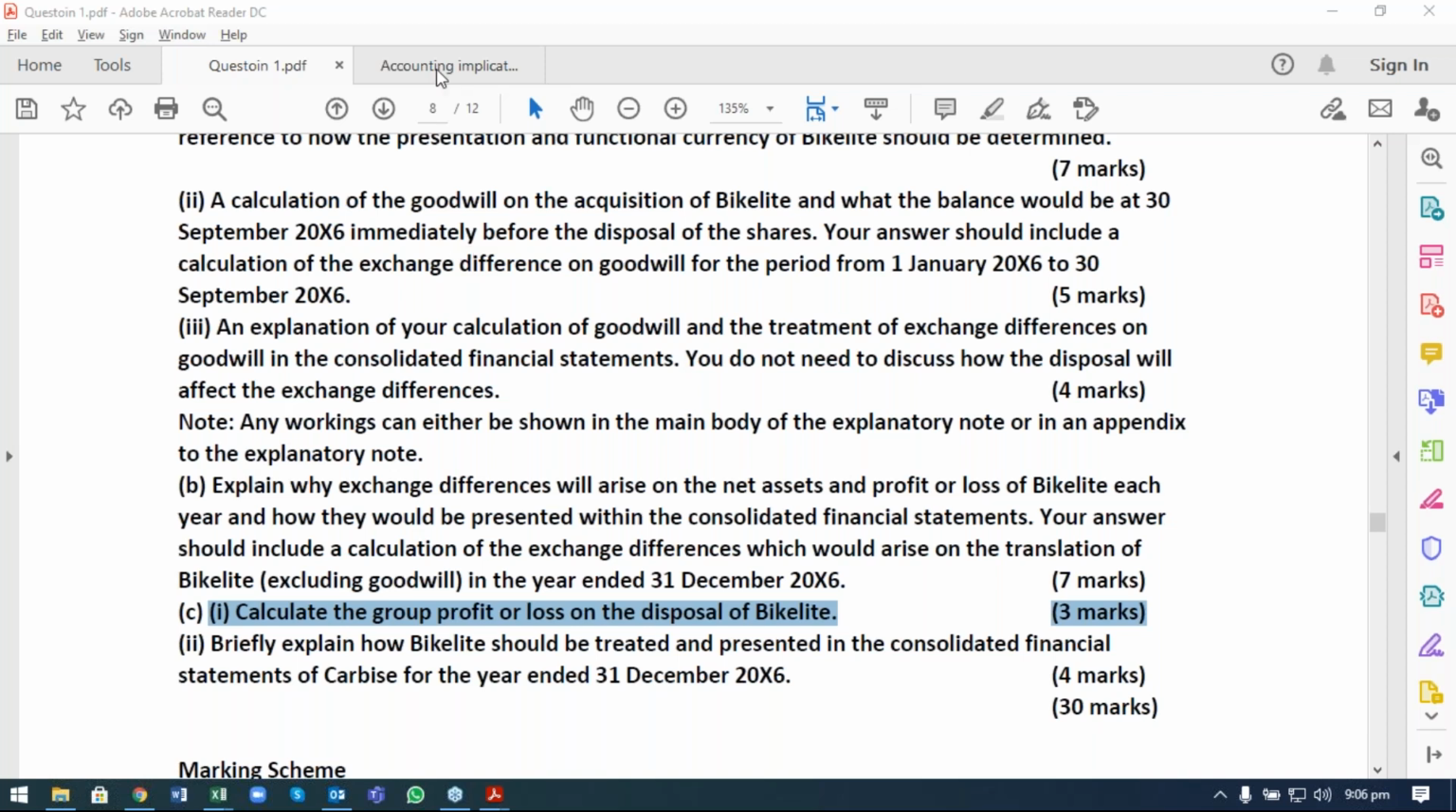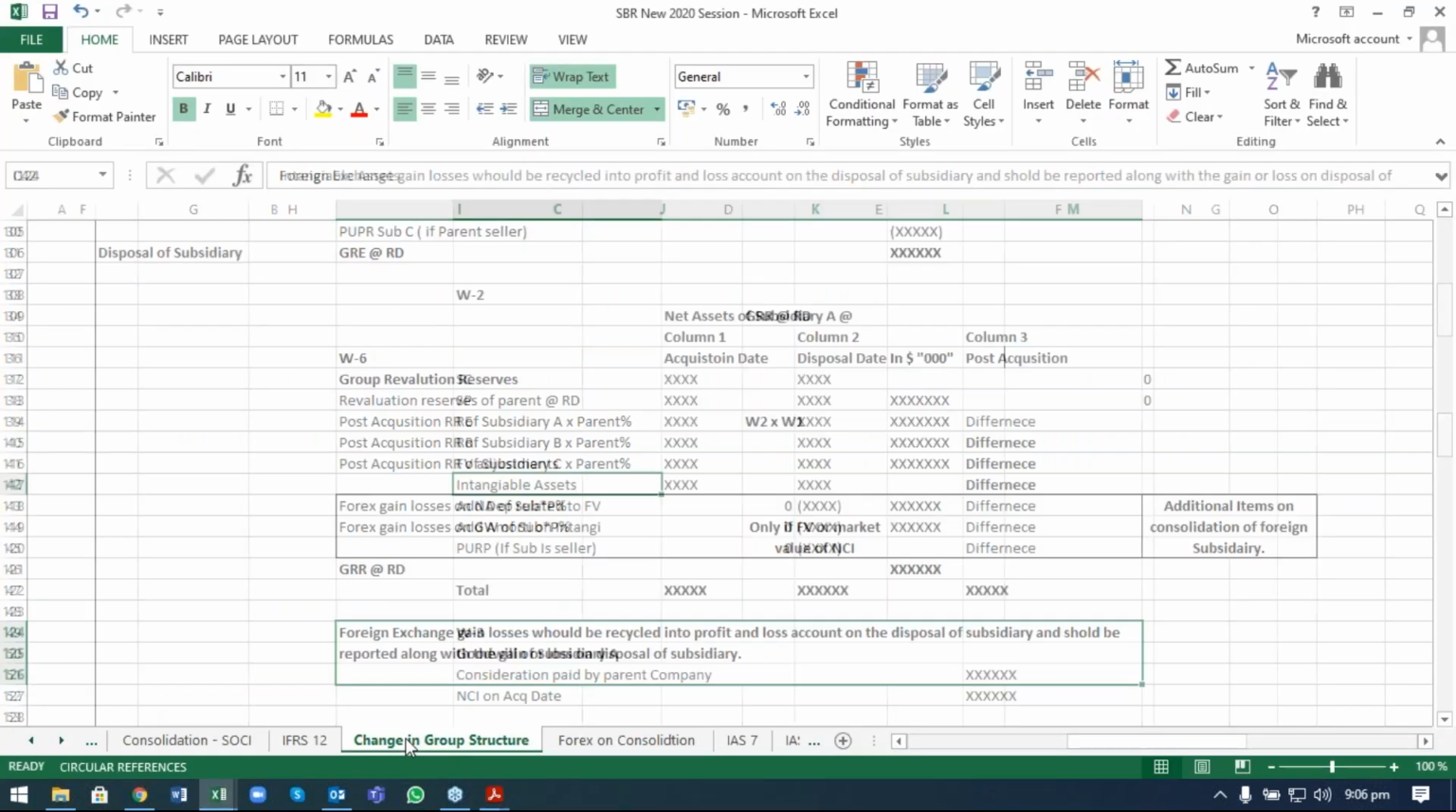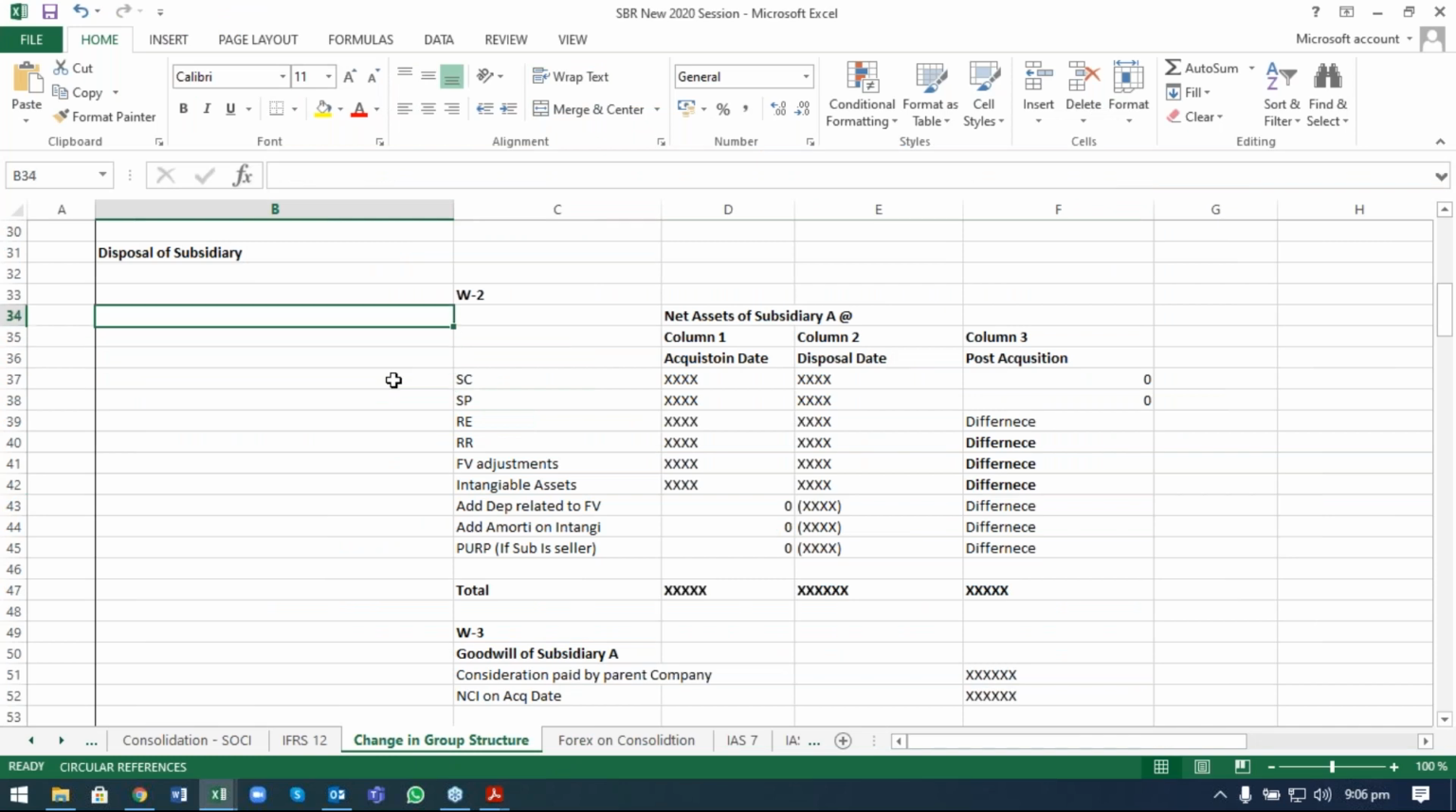So we have a 10 to 15 minute break, and I'll be back after it. I'm not going to pause anything, just like yesterday. So I'll be coming back, and we'll be looking into the calculation of this disposal group. For this disposal group, I have some data available within our Excel sheet, change in group structure, where we will see how the disposal of subsidiaries should be accounted for, and how we're going to account for it in an easier way for you guys. Once I'm back, I'll give you the explanation after 5 to 10 minutes.